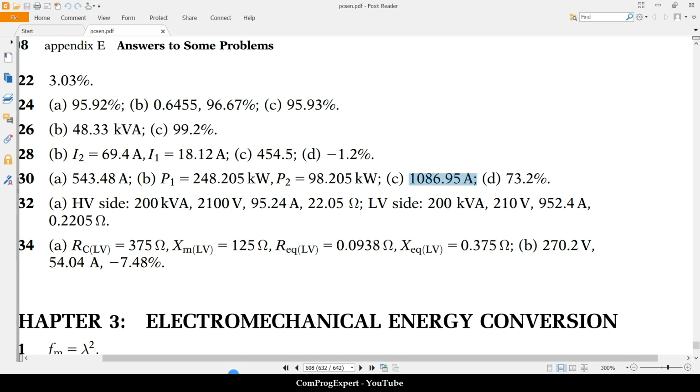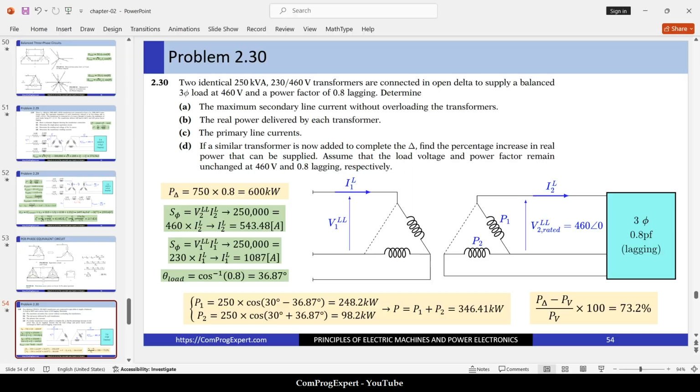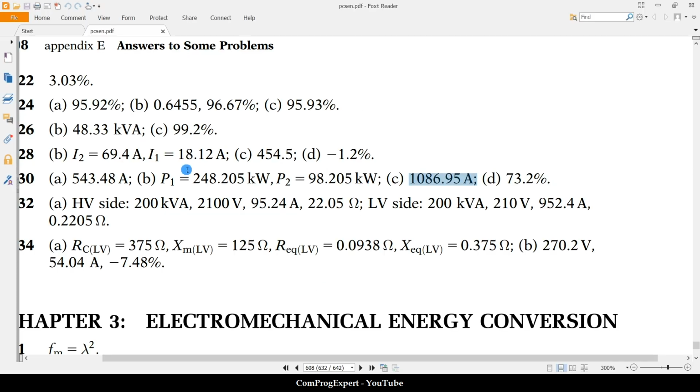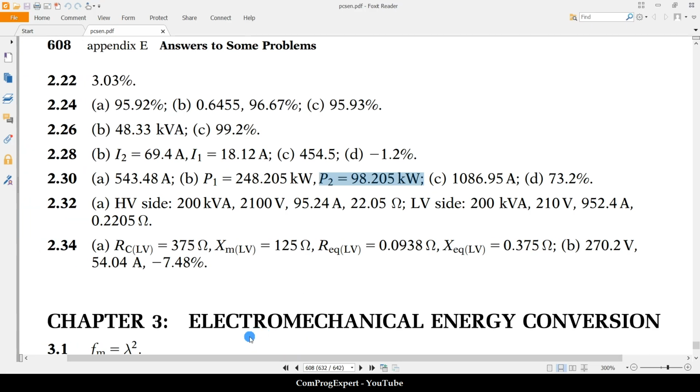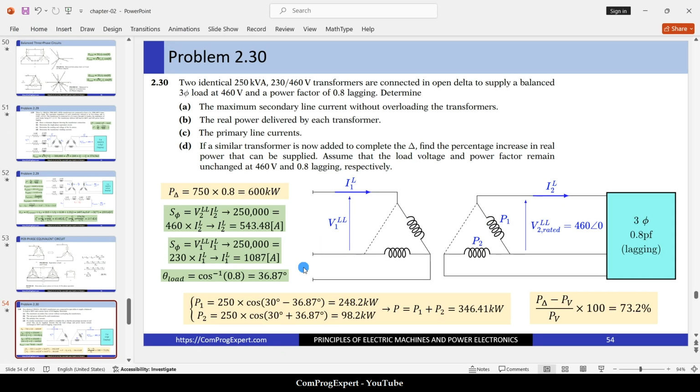73.2%. This is the value of the current for the primary and P1 and P2. You can check these two numbers. Okay. So yes, the advantage of delta connection is that it can deliver the load even if we remove one single-phase transformer from the transformer bank.